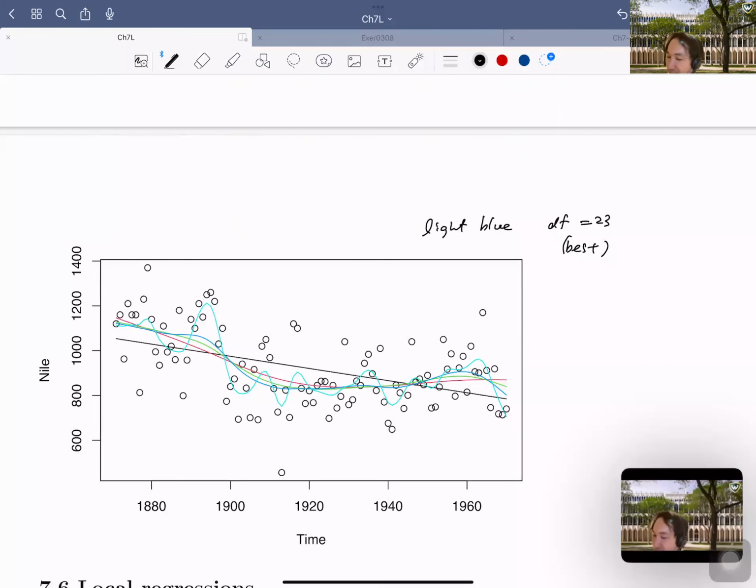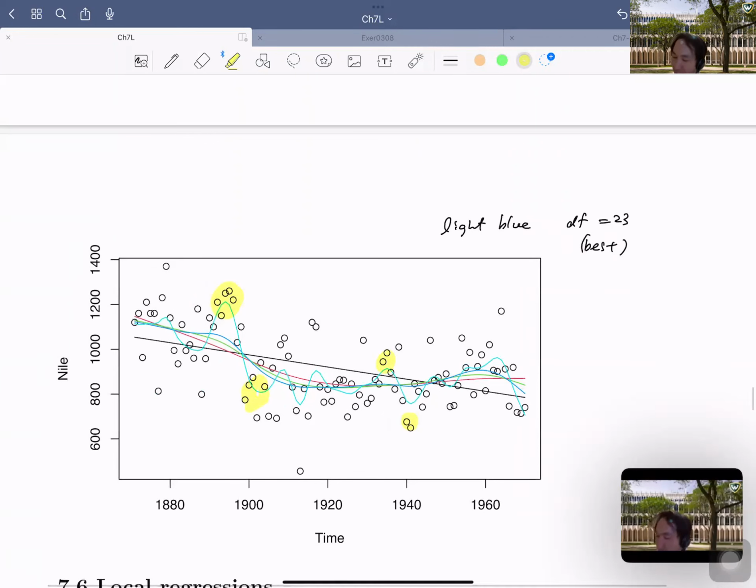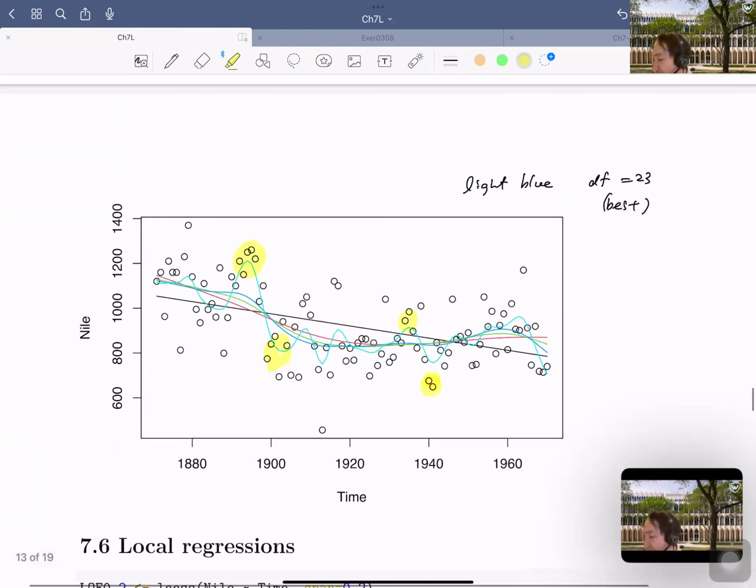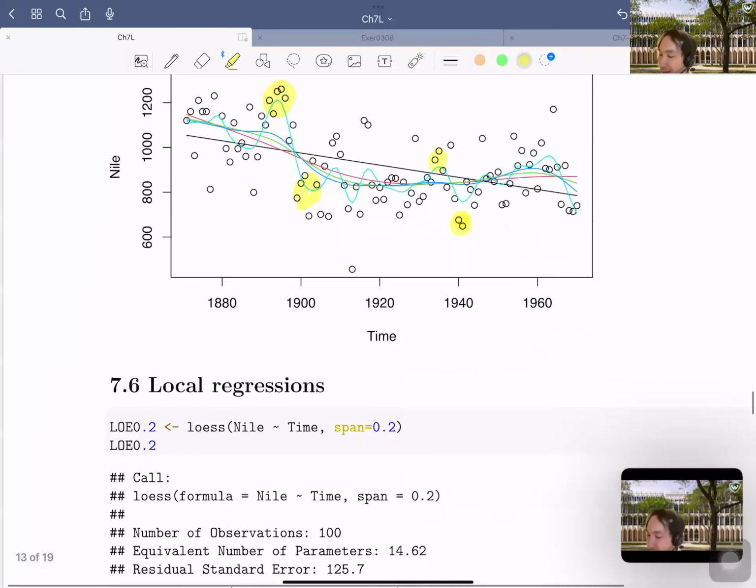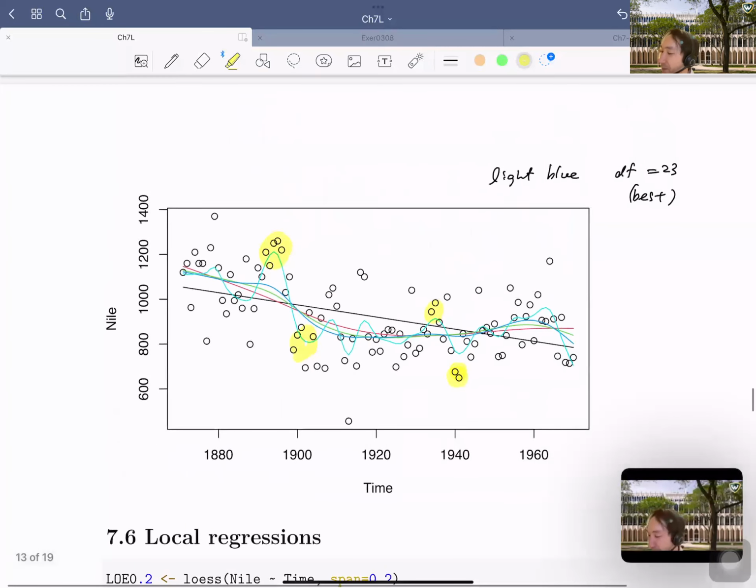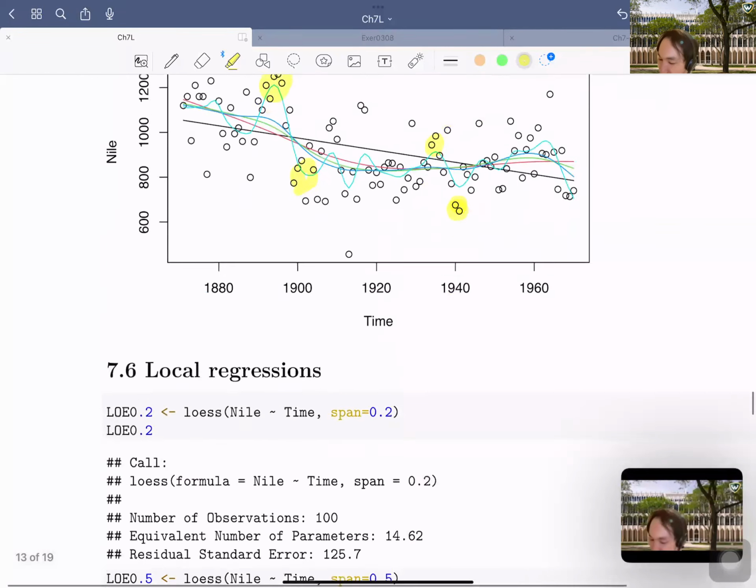At least the light blue one captures these observations and these small bumps. So statistically it may be better, but that assumes the data are independent. So these two observations happened by chance, but actually probably not. These two are related, the atmospheric events. So probably this isn't appropriate, but assuming all observations are independent, this one is the best.